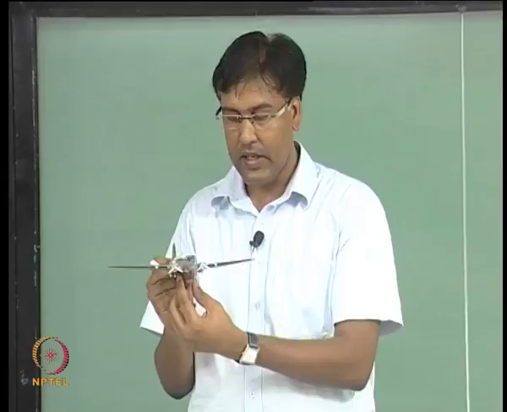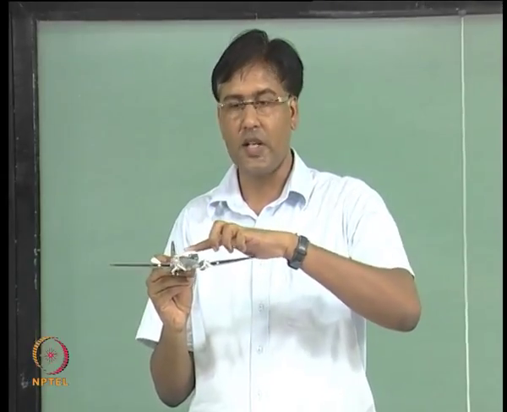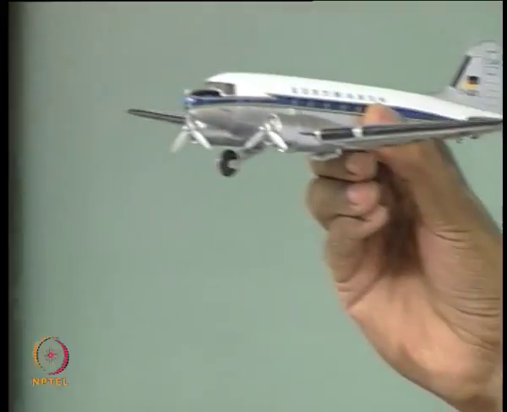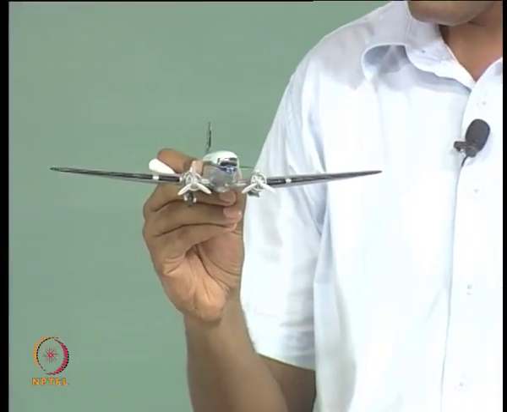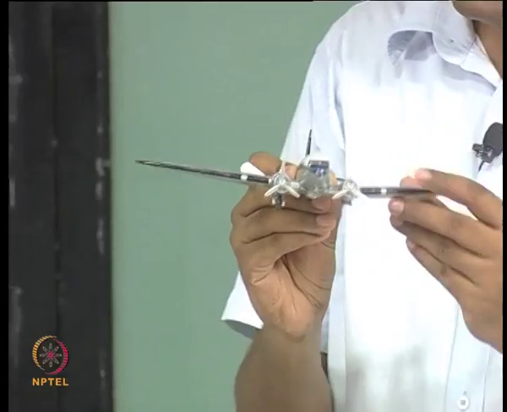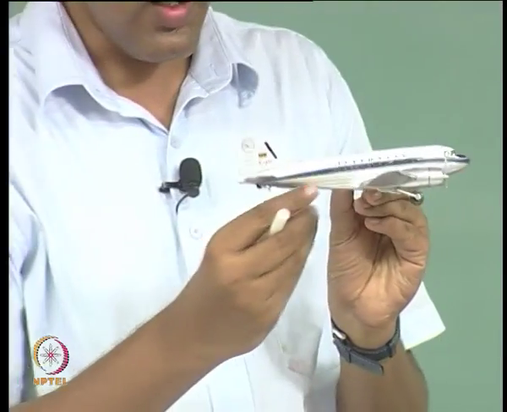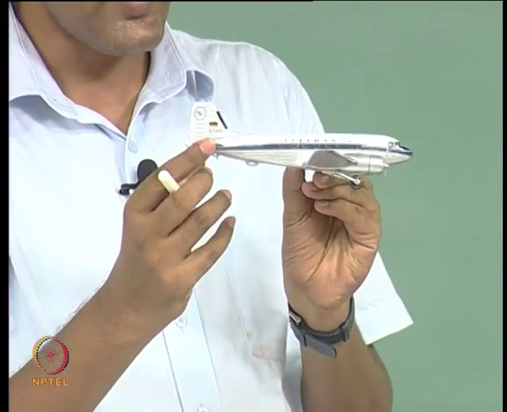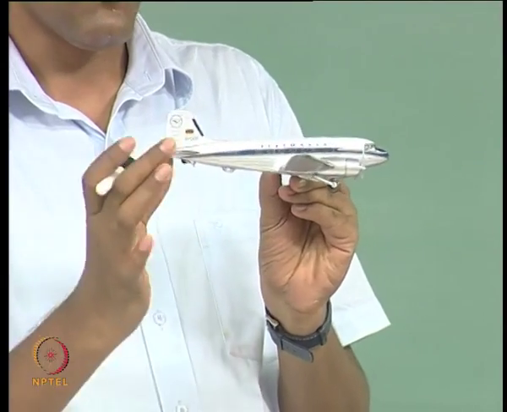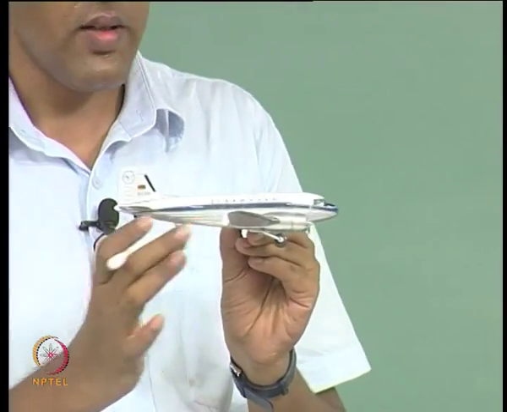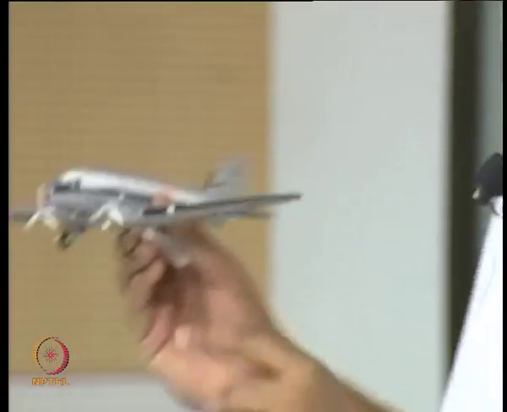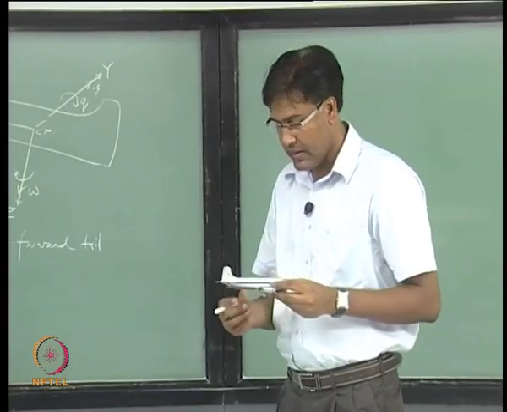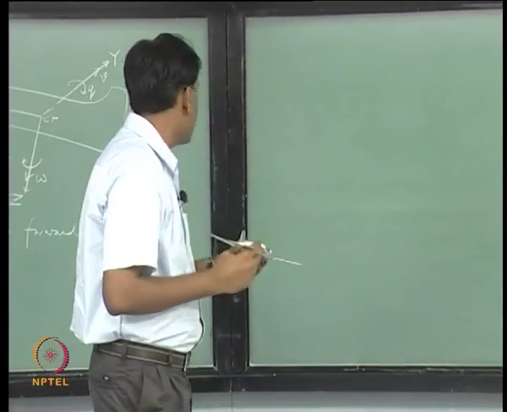It could be lying on top of the fuselage, it could be lying midway, and look at the location of the horizontal tail. Horizontal tail is lying above the wing. What are the reasons for all these things, to come to such a design? That is the subject of study of flight dynamics course.